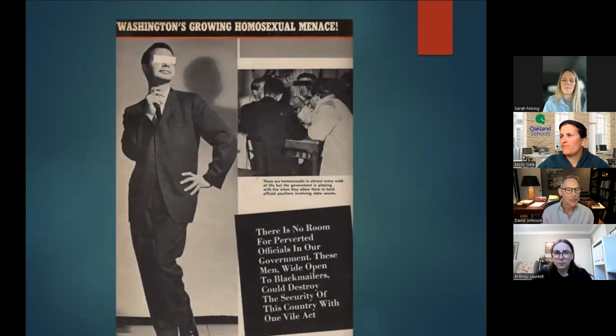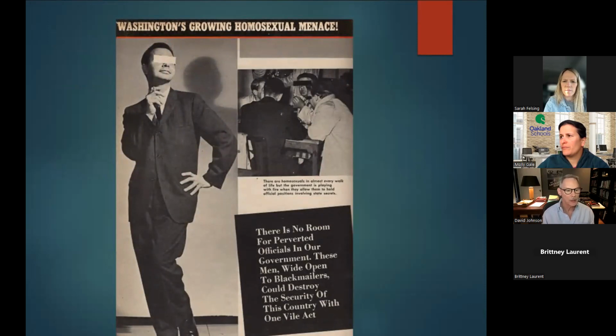This is from a tabloid at the time, I think it's Confidential, talking about Washington's growing homosexual menace. And it specifically mentions the idea of blackmail, right? There is no room for perverted officials in our government. These men, wide open to blackmailers, could destroy the security of this country with one vile act.